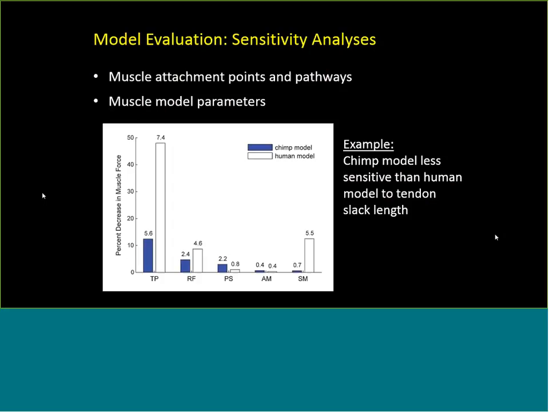It's well known that in musculoskeletal models, the force output or the moment output is most sensitive to the tendon slack length. So of all the muscle model parameters, typically the highest sensitivity is to the tendon slack length. And this figure shows the sensitivity of the force produced by each muscle in the model, or a sampling of muscles in the model, to variations in the tendon slack length. And the blue bars are the chimp model and the white bars are the human model.